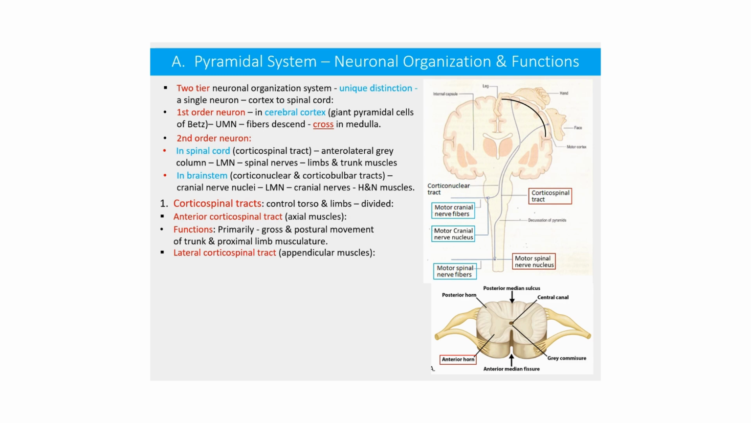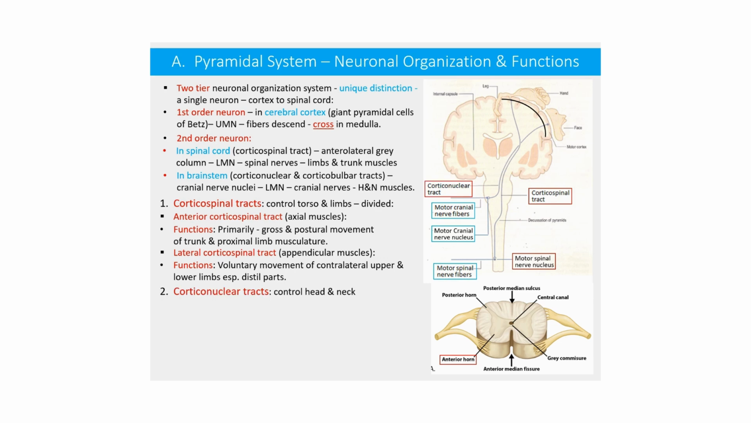The lateral corticospinal tract, which is meant for the appendicular musculature. And the functions of the lateral corticospinal tract is that they control the voluntary movement of the contralateral upper and lower limbs, especially their distal parts.